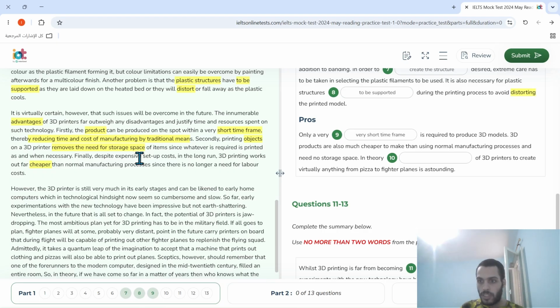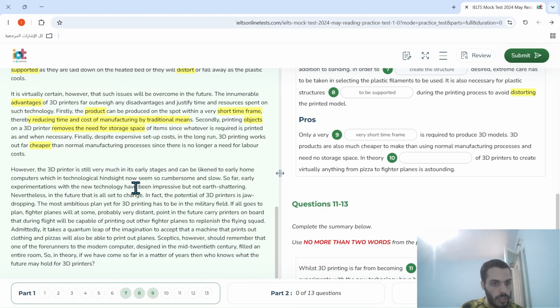In theory, the ability of 3D printers to create virtually anything, from pizza to fighter planes, is outstanding. Despite the outcomes, it works out cheaper than normal resources, and the available cost is still very much eagerly awaited, with experimentation with the new tools.